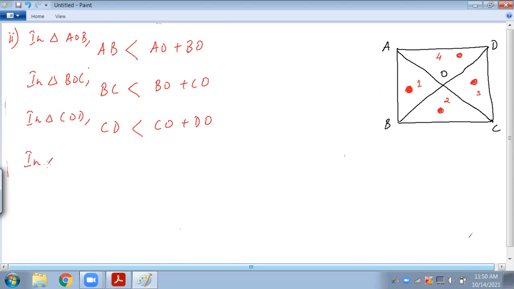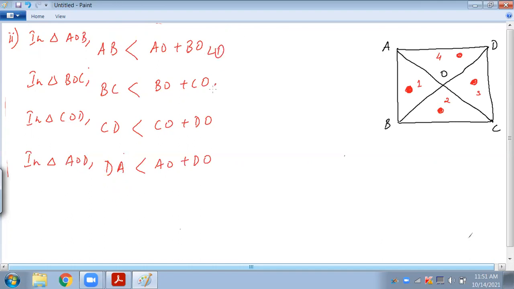Then again in triangle AOD, AO and DO are part of the diagonals, and AD is a part of the quadrilateral. So what are you going to take? AD less than AO plus DO. So all the parts of the diagonals we are keeping on the right side, and all the parts of the quadrilateral ABCD I'm keeping on the left. Instead of AD, we're going to take it as DA, because in the proof it is written DA.